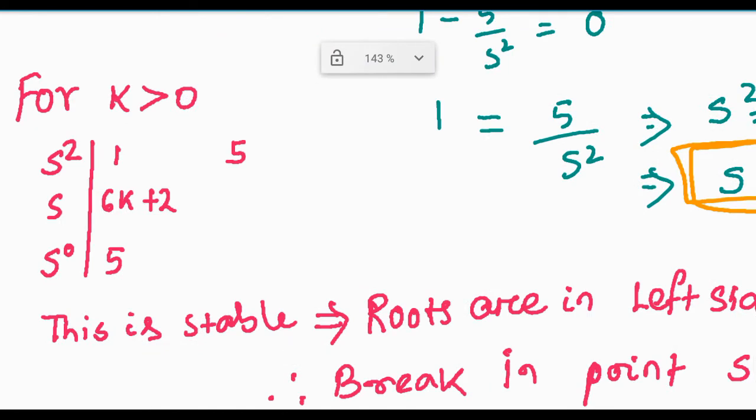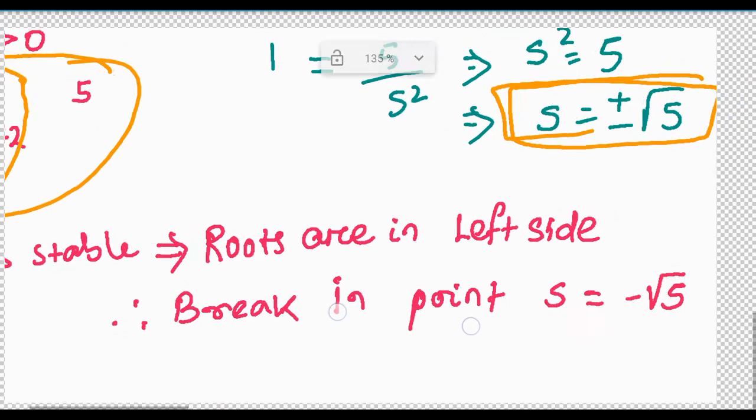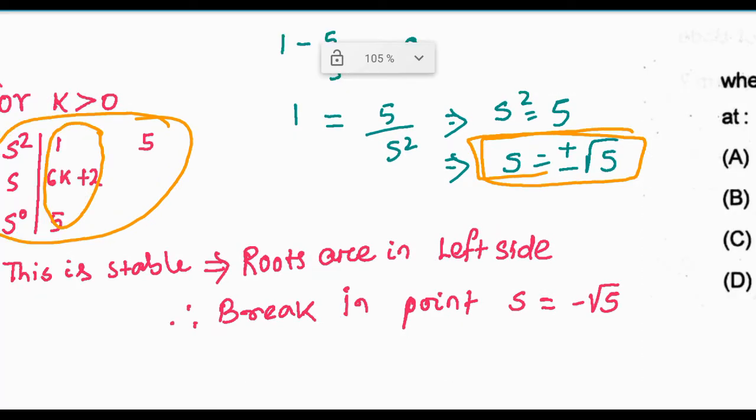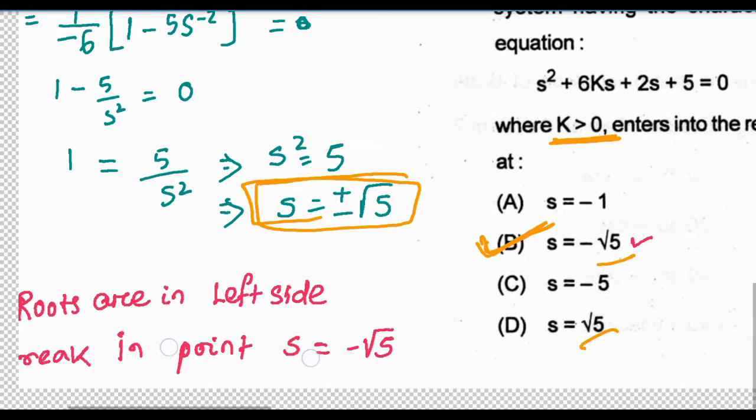This will be a stable system, and we can verify this from the Routh array. For k greater than 0, the whole first column will be greater than 0 and no sign change will be there. So this is a stable system, and the roots are on the left side. As there are left side roots, the breakaway point will be on the real axis, and this will also be on the left side. So here minus root 5 will be the correct answer. Minus root 5 is the correct answer.